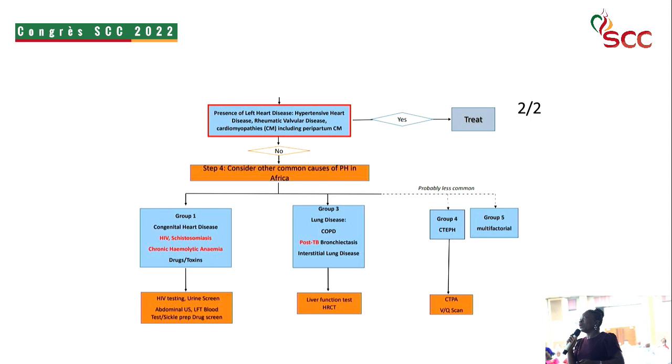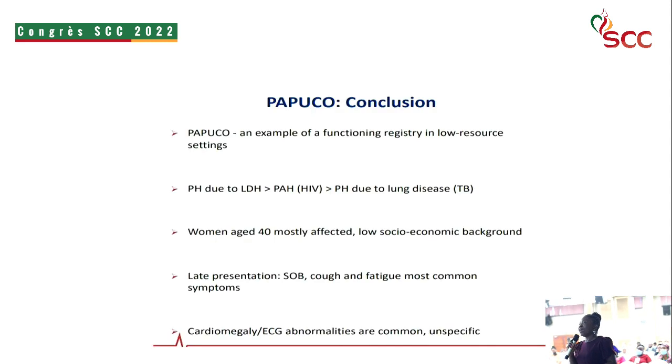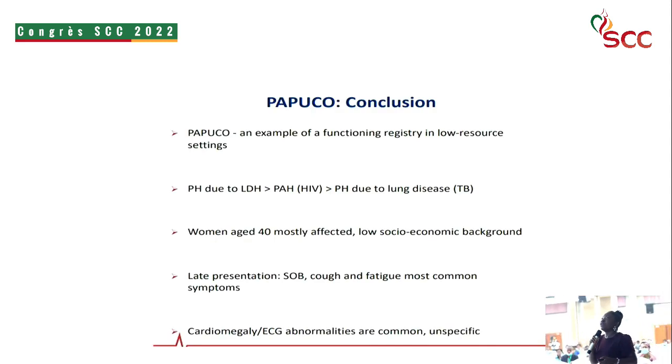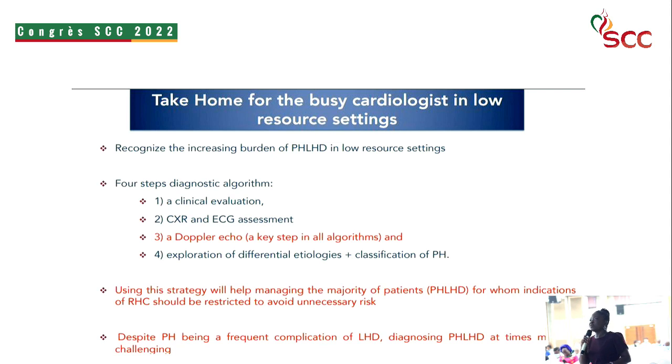If it's not group 1, then it could be group 3, which is PH due to lung disease, and less commonly, group 4 and group 5. So the conclusion of the PAPUCO study confirms that PH due to left heart disease is the most common, followed by PH due to HIV and PH due to lung disease. Women are mostly affected, and most patients arrive late to consultation with very severe symptoms.